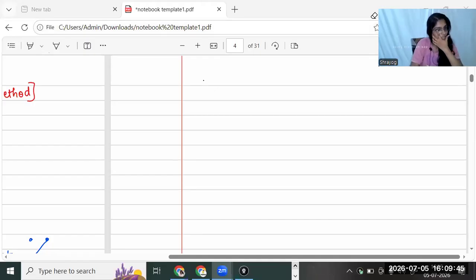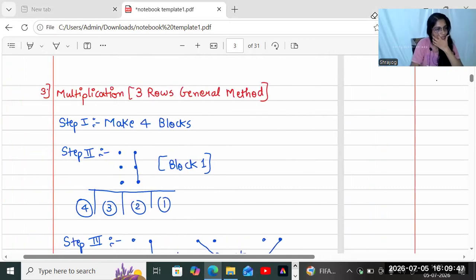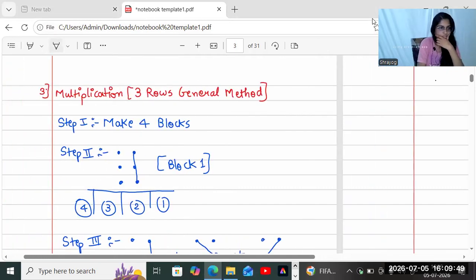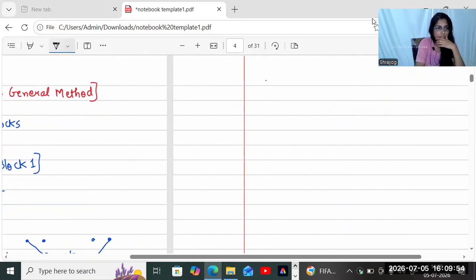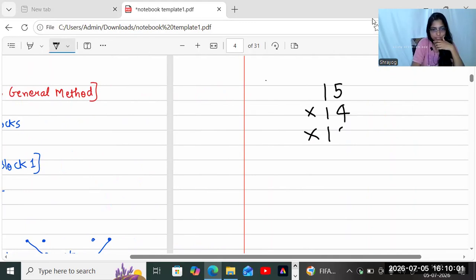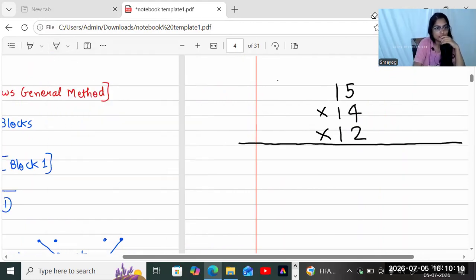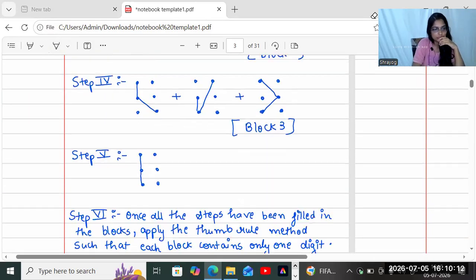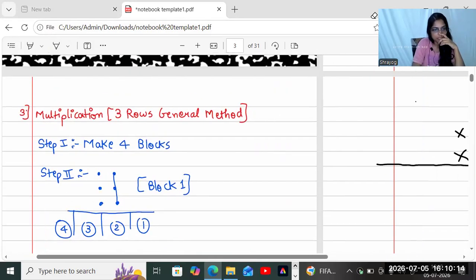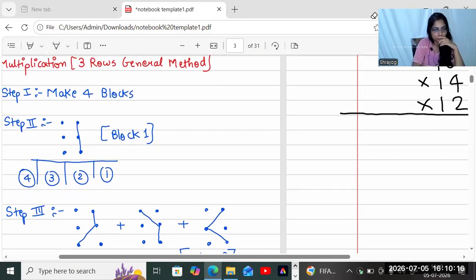So in this video, we are going to understand how to do three-row general method multiplication. And what I mean by three-row general method is that you will get such questions. For example, 15 multiplied by 40 multiplied by 12. And we have to make the calculation of this in one row by using these steps. These are some 6 steps that you have to follow to get to the answer of such questions.